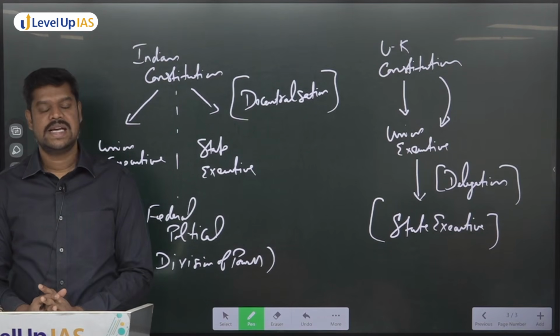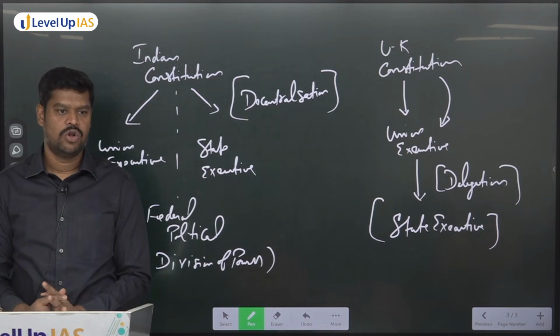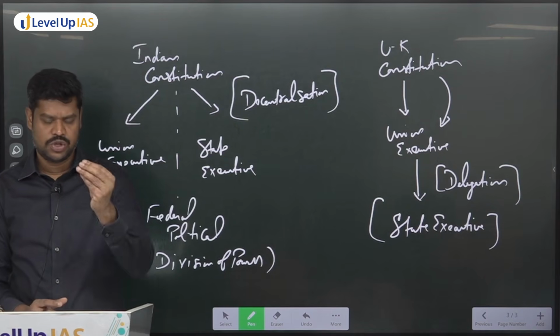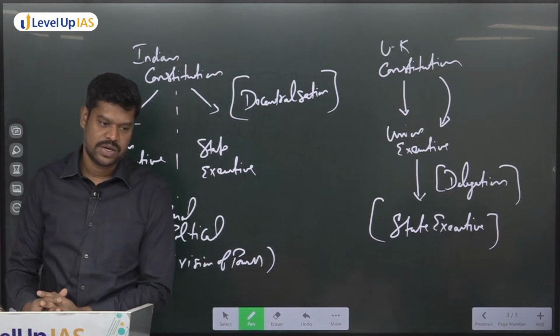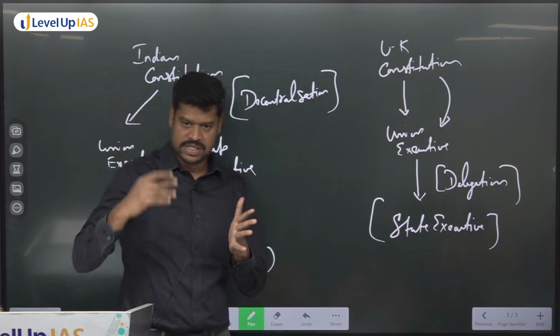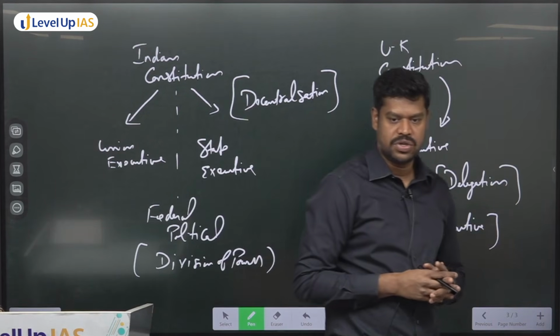Can you just give me an example of where more powers are given? Although we will discuss that at the later stages, just to give a glimpse of an example. Why do we say more powers are given to the union executive and to the union legislature vis-a-vis the state executive and the state legislature?